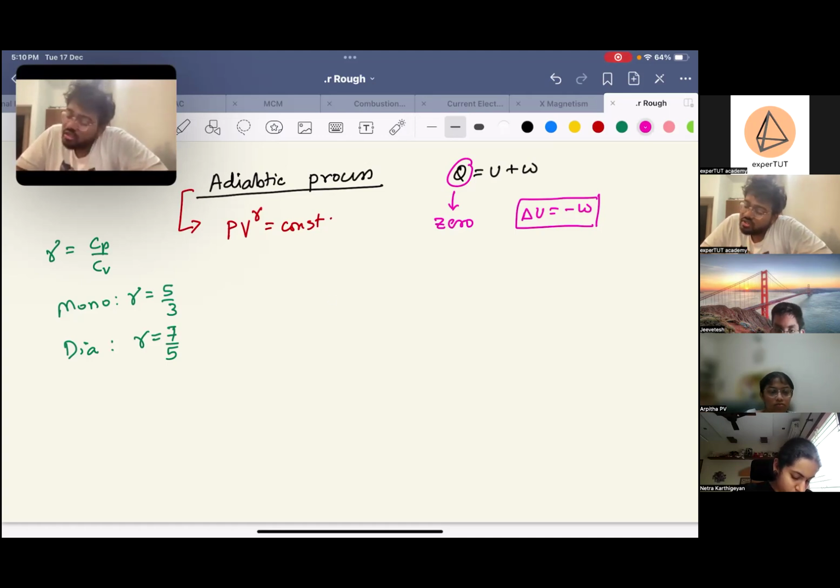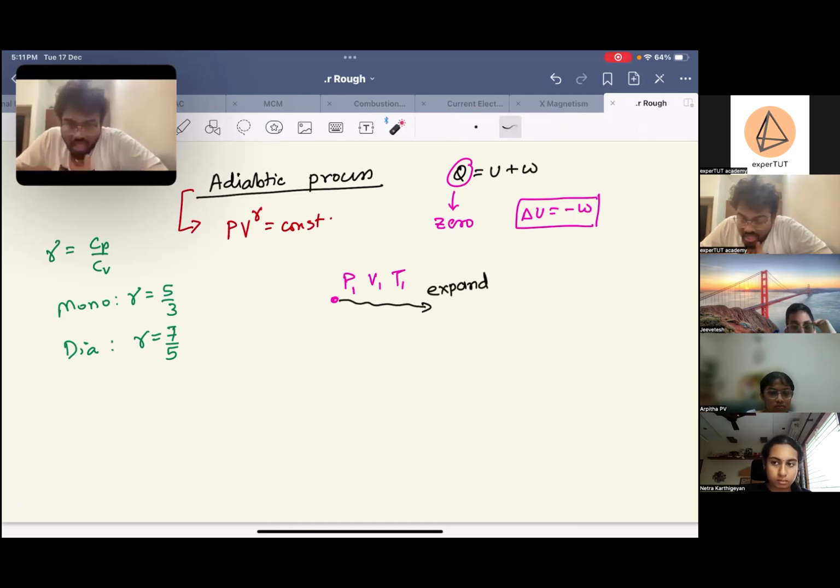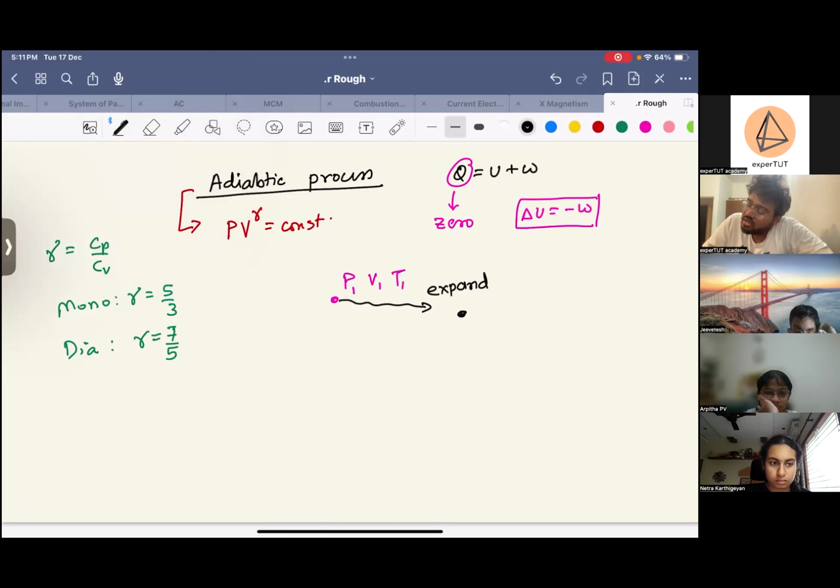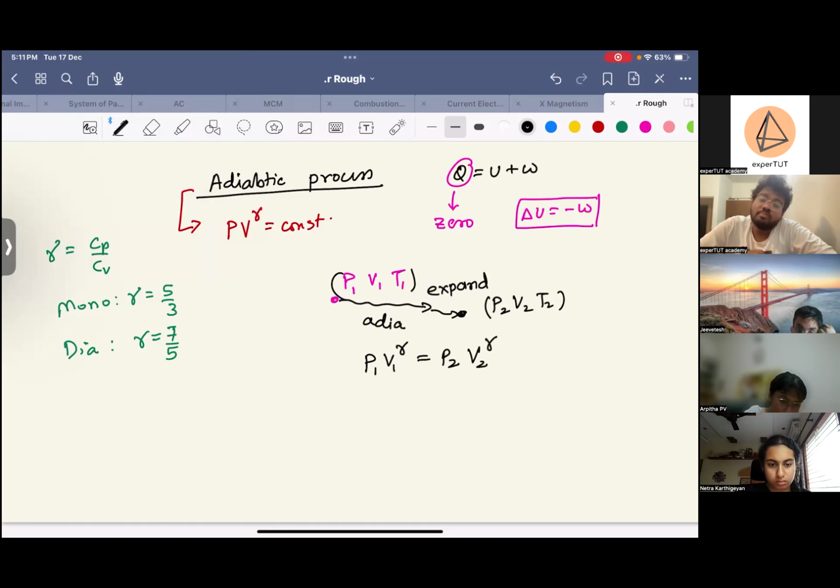For example, if there is a gas at some pressure, volume and temperature P1, V1, T1, and you do an adiabatic process, let's say you expand it, such that its new values are P2, V2, and T2. These are two states. You have taken this gas through an adiabatic process. Then how are P and V related? If this was an adiabatic change, then P1 V1 raised to gamma is equal to P2 V2 raised to gamma. The power is only on the volumes, not on the pressure. The power of pressure is 1.